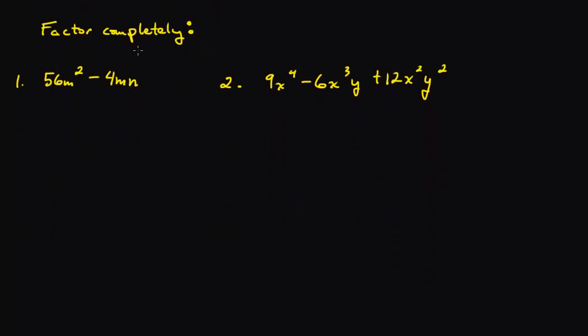In this question it says to factor completely. So in question number one, we're going to look for common factors between these two terms. First, I normally look at the coefficients of all the terms. Now, 56 and 4 are both divisible by 4, which means there's a common factor of 4 between the two terms. There's also a common factor of m between the two terms because both terms have a factor of m. So we're going to factor out 4m.